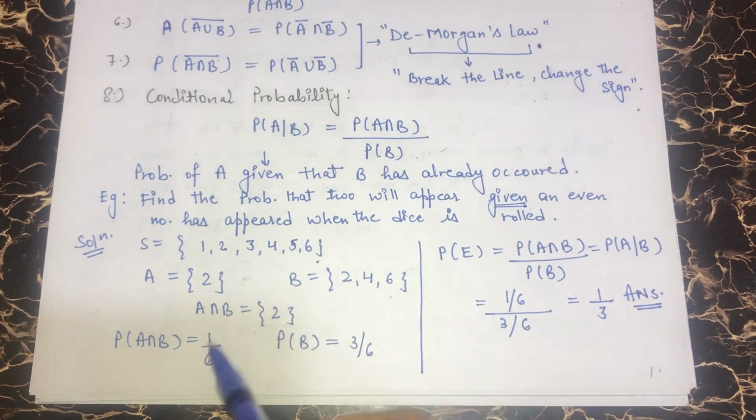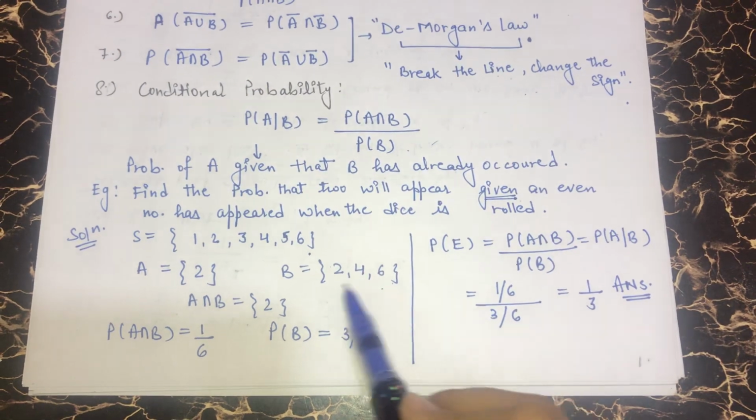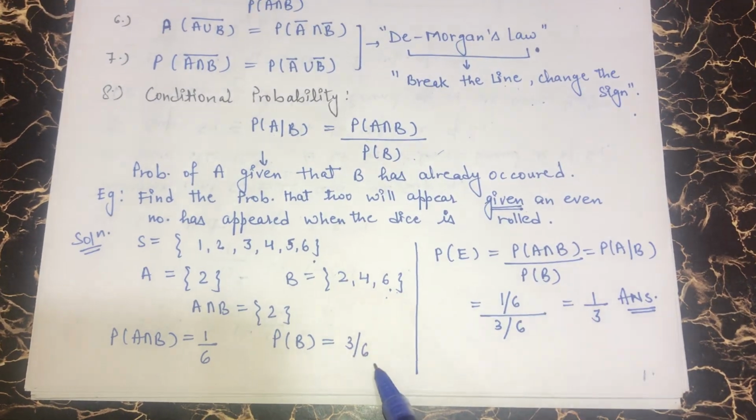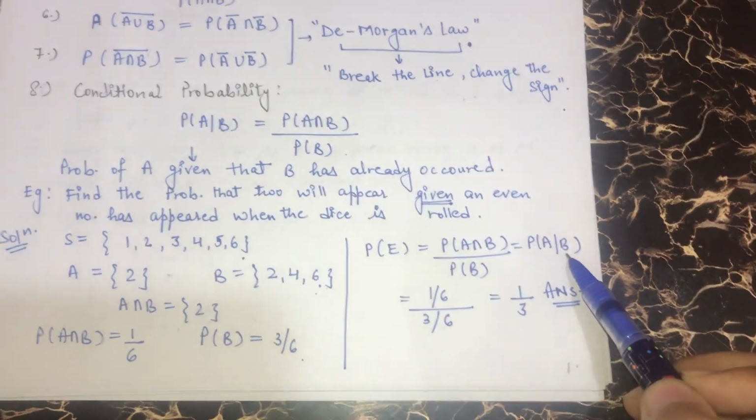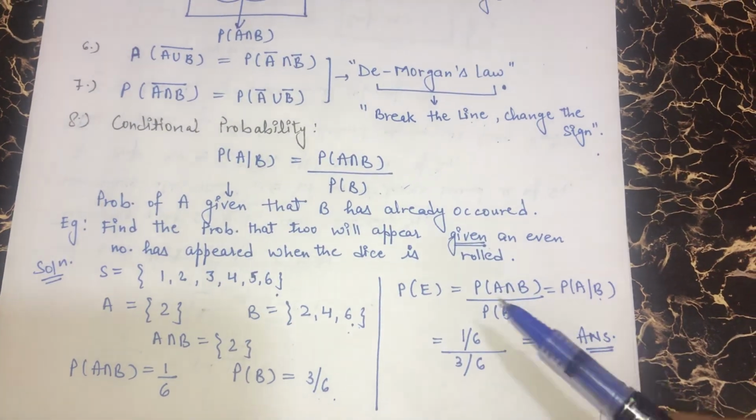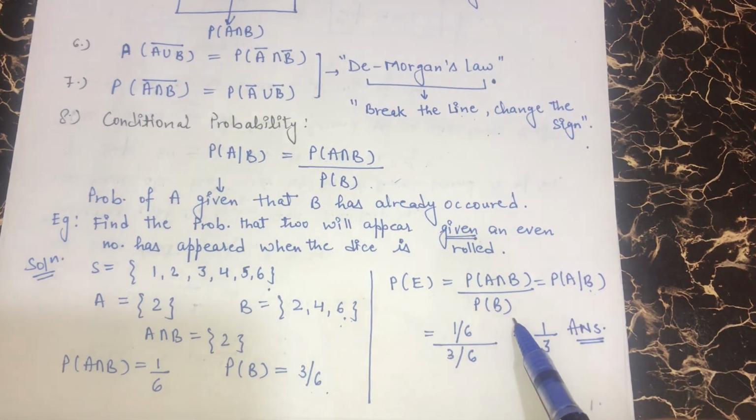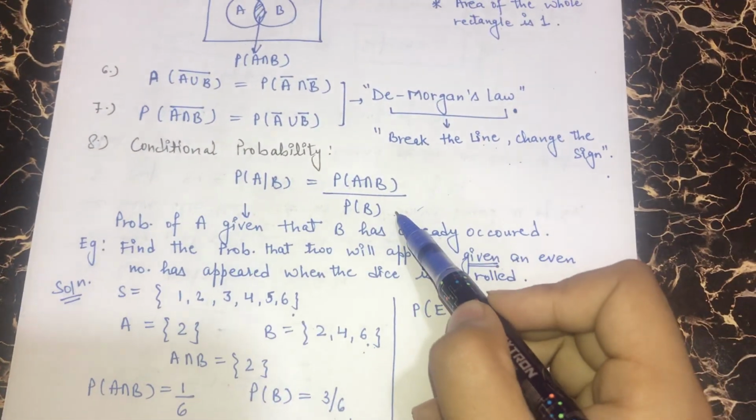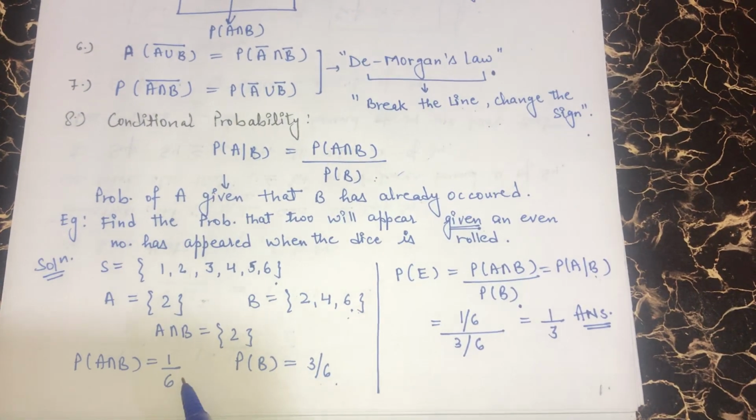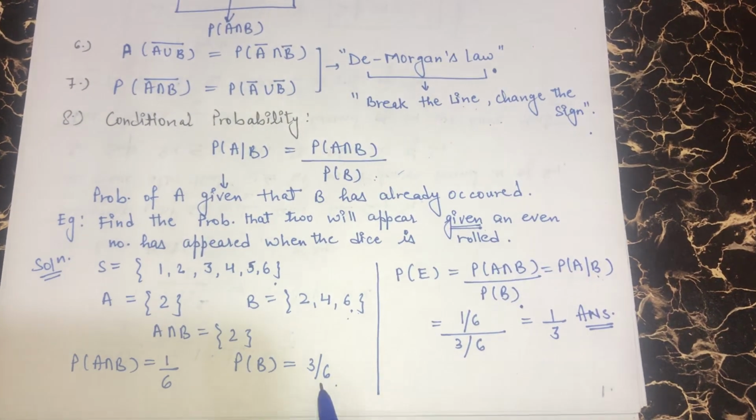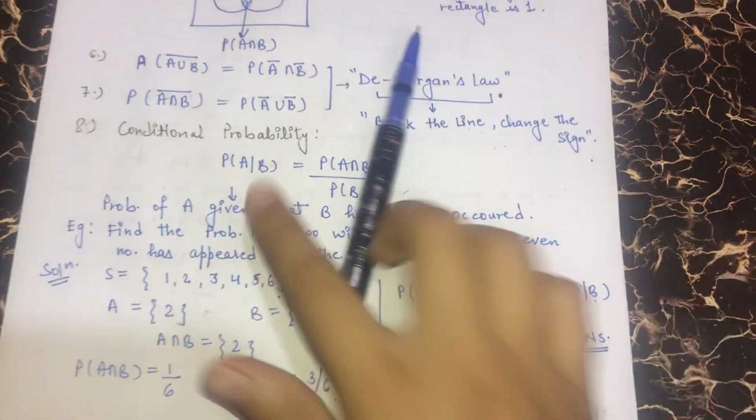That is why the probability of A intersection B will be 1, since there is only one element and the total sample space was 6, so 1 by 6. And probability of B is this set, in which there are 3 elements, so 3 by 6 will be the probability of B. Applying the formula of conditional probability, probability of A by B is probability of A intersection B divided by probability of B. You will put in the values: A intersection B is 1 by 6 and probability of B is 3 by 6, and here we go with the answer, 1 by 3.